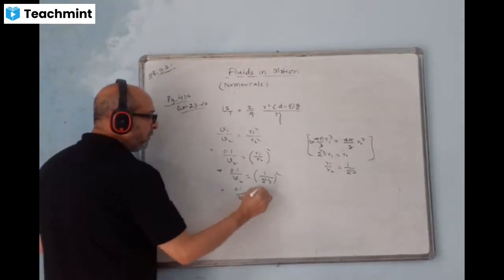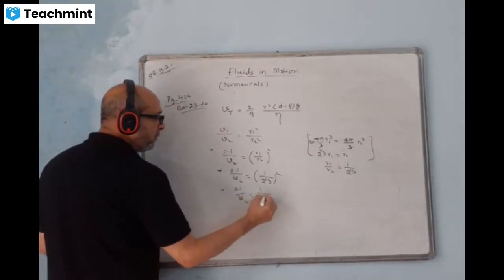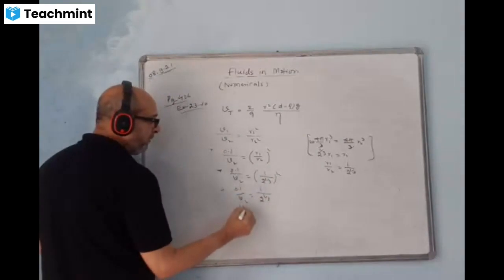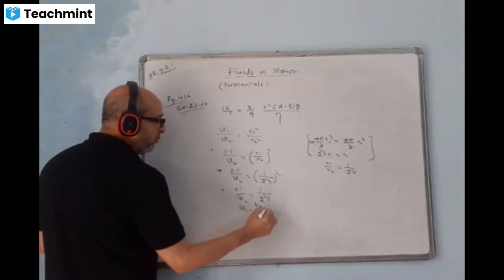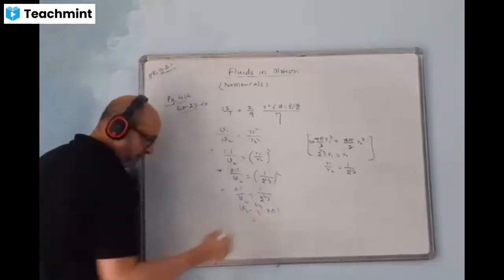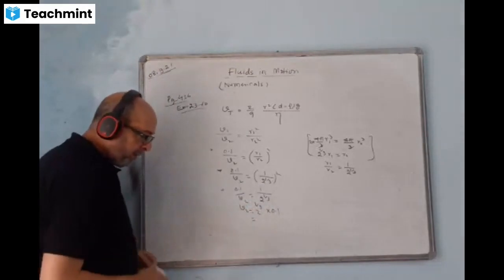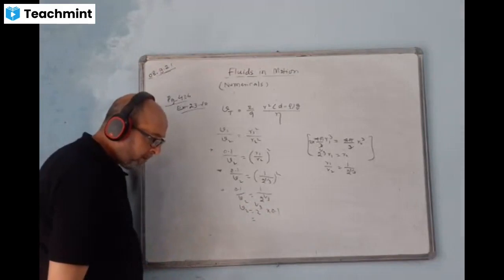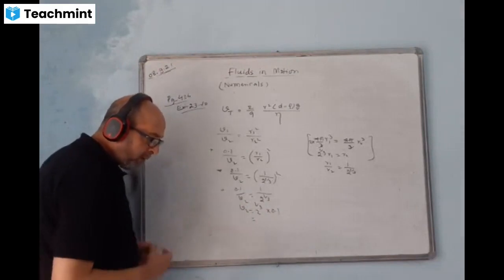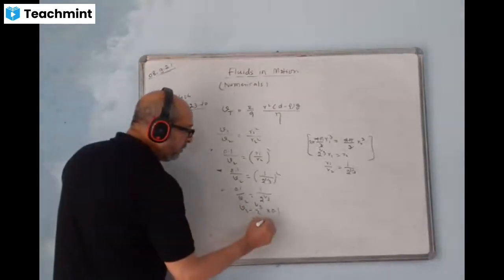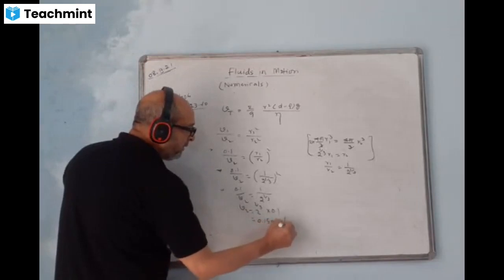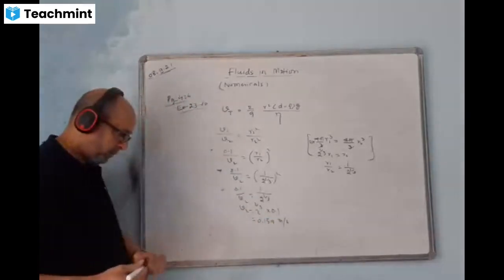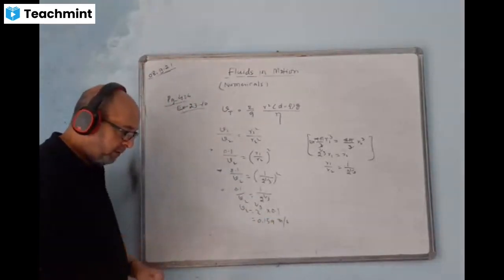0.1 by v2. This will come 1 by 2 to the power of 2/3. Cross multiply. v2 value will come 2 to the power of 2/3 into 0.1. And now you get the answer. You can check the value using calculator. Your answer will come 0.159 meter per second. This is the answer.